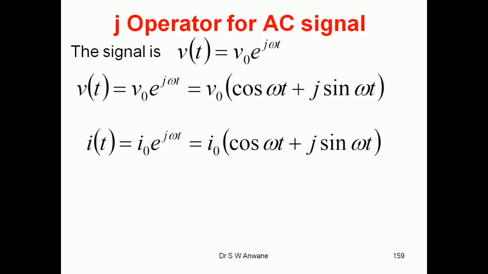Now the signals which are sinusoidal or cosinusoidal can be represented by Euler's identity, and V of t is equal to V0 e to the power j omega t, equal to V0 cos omega t plus j times sin omega t. If you like sine representation, you can pick up the imaginary part and compare the equations. If you like cosinusoidal function, you can pick up the real part of this. Current can be represented similarly as I0 e to the power j omega t.